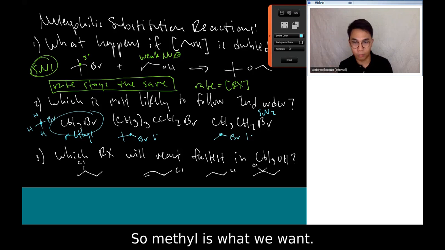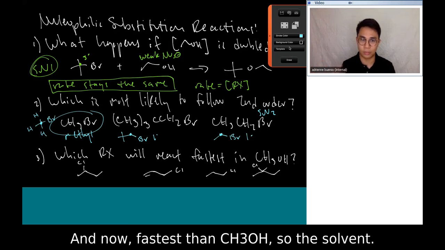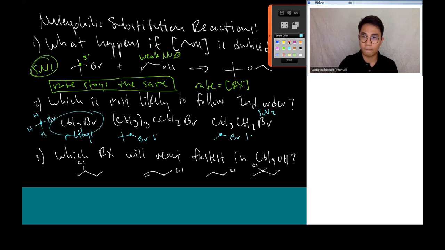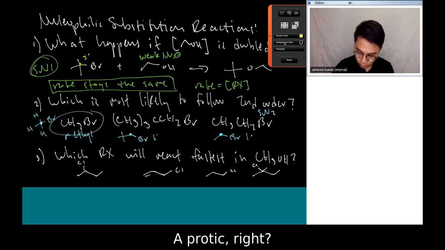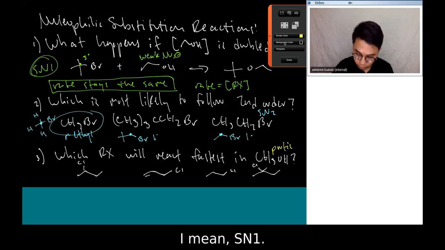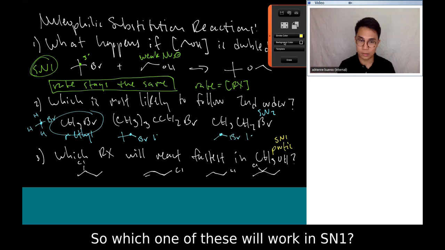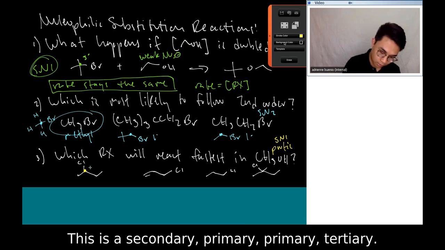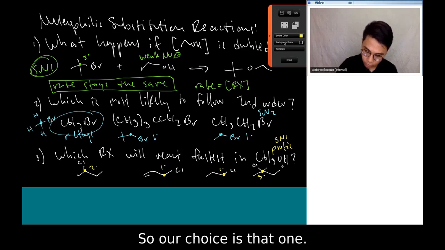So methyl is what we want. And now fastest than CH3OH, so the solvent. So we know this is what kind of solvent? Right, a protic, right? So protic solvents are preferred by SN1, right? So which one of these will work in SN1? We know SN1 likes tertiary way more, so we can label these. This is a secondary, primary, primary, tertiary. So our choice is that one, right?